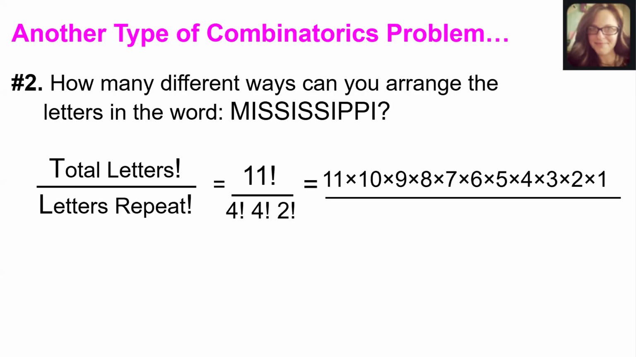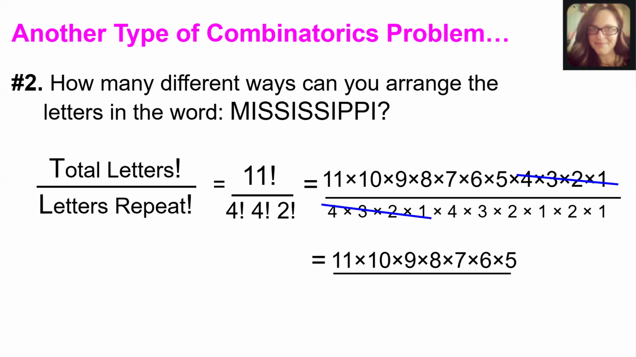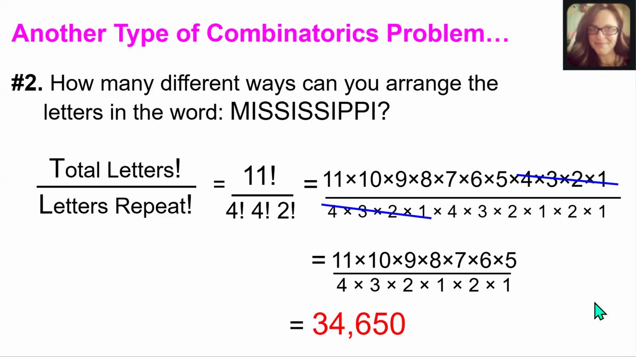And we'll multiply out our factorials. We'll cancel and multiply. And we get 34,650 different arrangements of the letters in the word Mississippi.